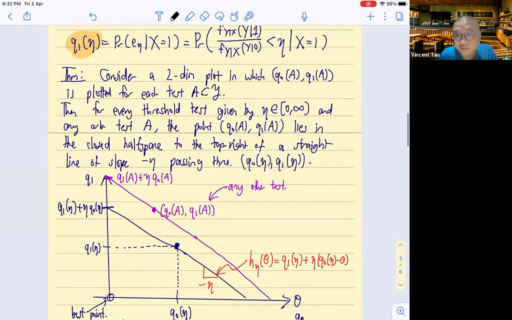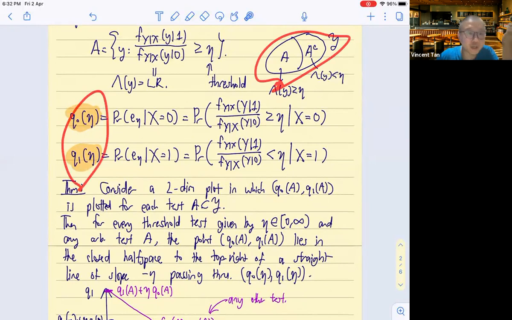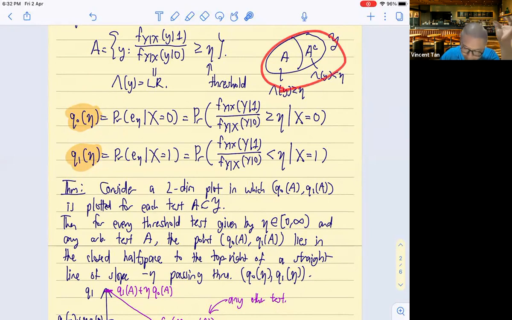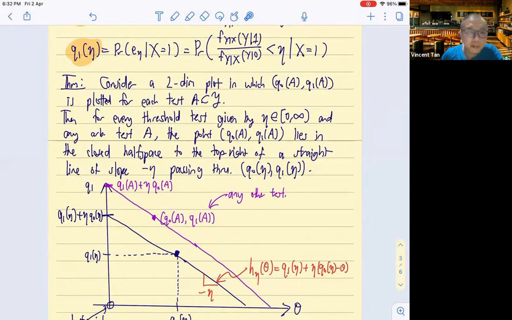Okay, first and foremost, what is the statement? Okay, so we have the situation that we have two hypotheses and we have an arbitrary test like this. Okay, now we can also form a likelihood ratio test with threshold given by eta. It has the performance point Q0 eta, Q1 eta. All right, the arbitrary test has performance point Q0A and Q1A.